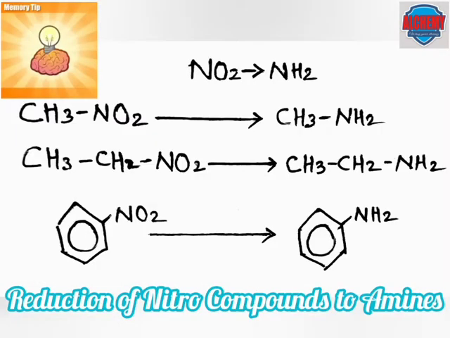Here is a memory tip to remember the reduction of nitro compounds to amines. The logic is very simple. The nitro group, that is NO2, will be converted to amine group, that is NH2. For example, in the first case, nitromethane is converted to methylamine. Similarly, in the second case, nitroethane is converted to ethanamine. Similarly, nitrobenzene is converted to benzenamine or aniline.